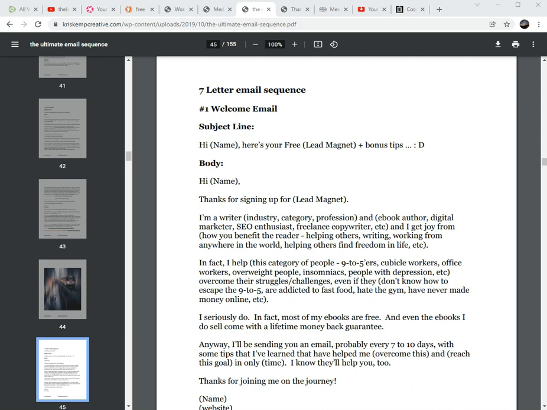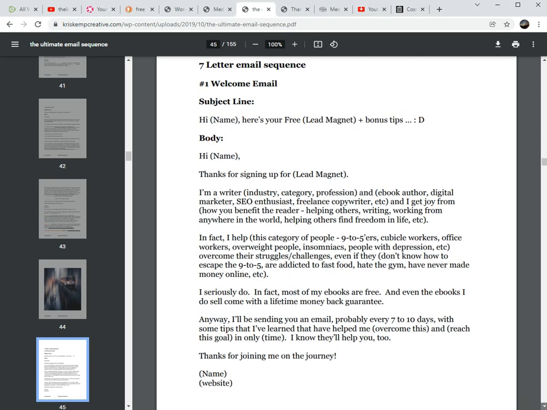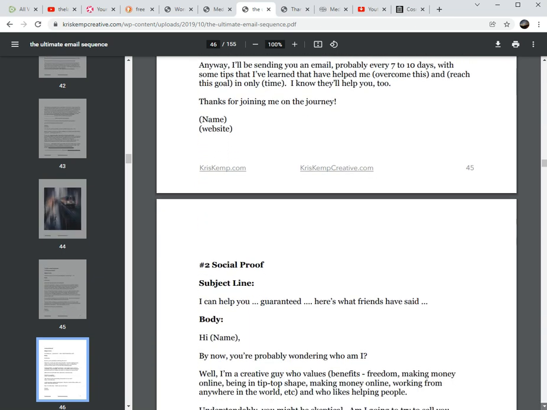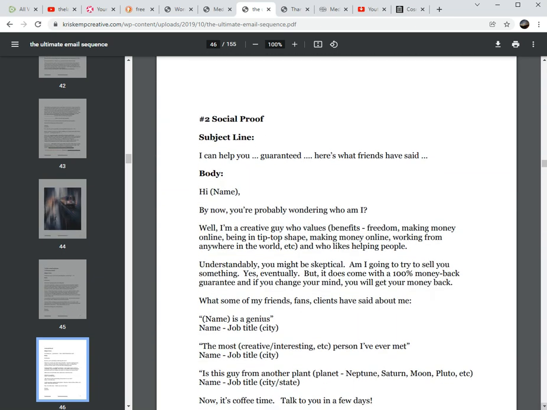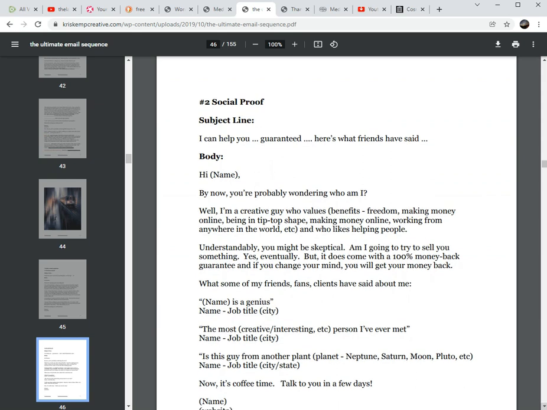So the first email is basically your welcome email. In the subject line, you could put, hi, your name, here's your lead magnet plus your bonus tip, smiley face. And in the body, you just put, hi, your name, thanks for signing up. You introduce yourself and how you can offer value to them. And then you tell them how you're hoping to help them, and you thank them for signing up. And of course, you include a link to the lead magnet, the product or the video, whatever it is that you sent them in exchange for their contact information.